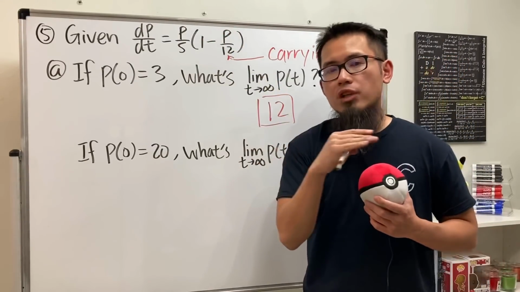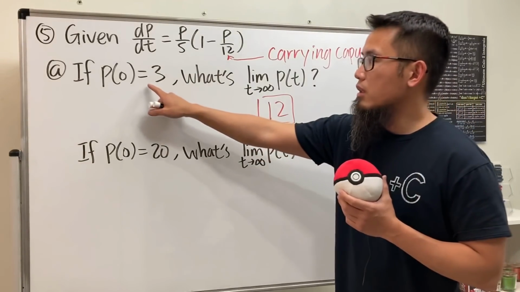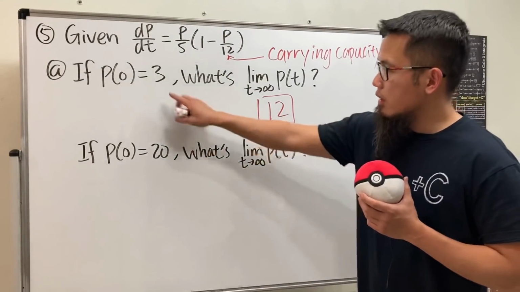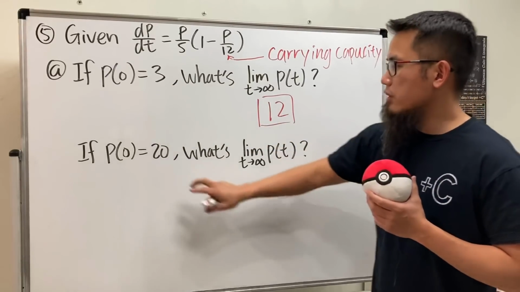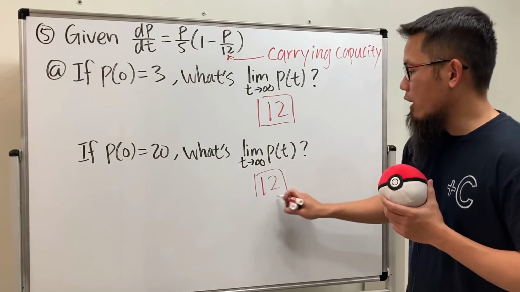That means you don't have change anymore in the long run. It doesn't really matter what the starting value is. For this right here, you get 12. If P of 0 is equal to 20, in fact, you will also get 12.